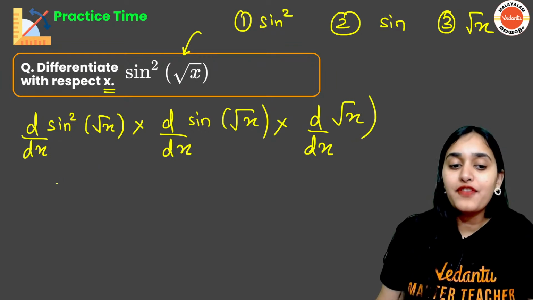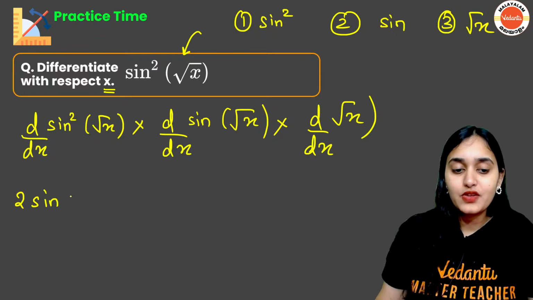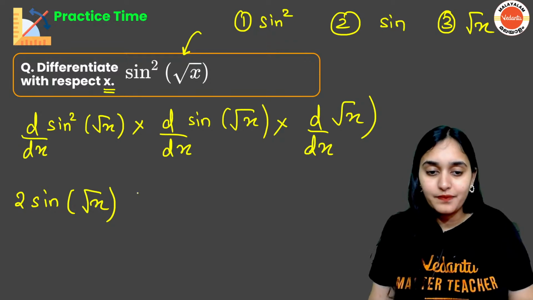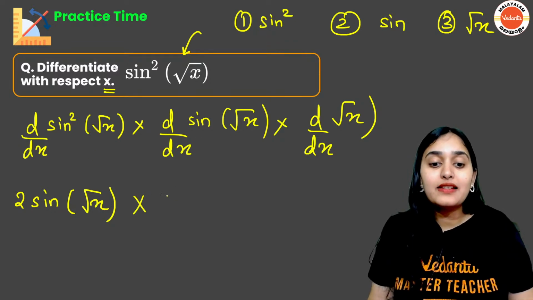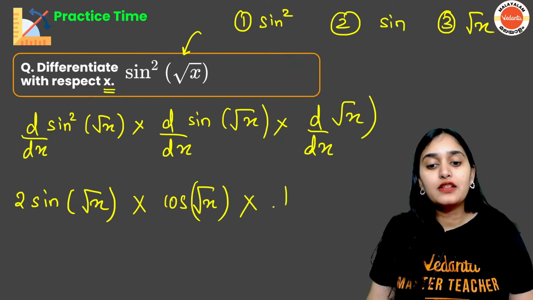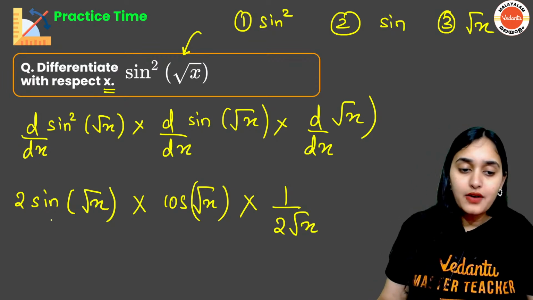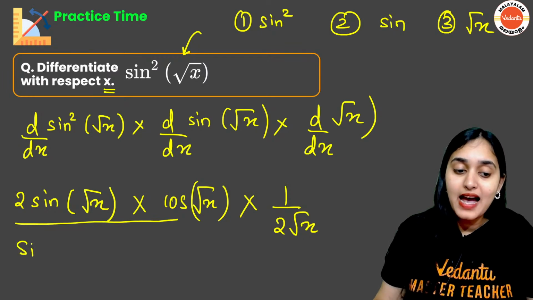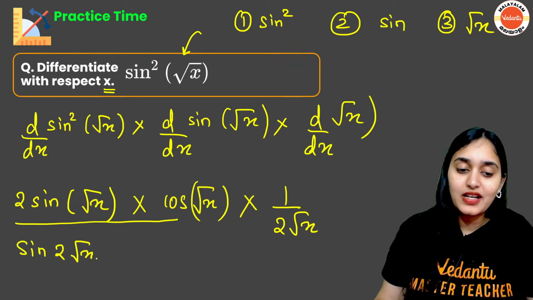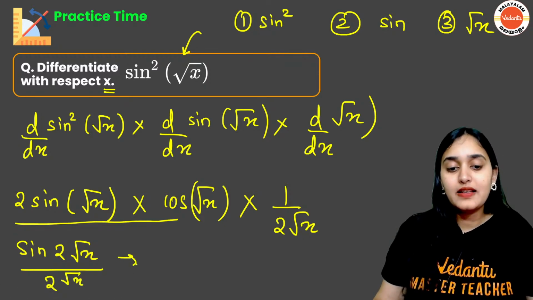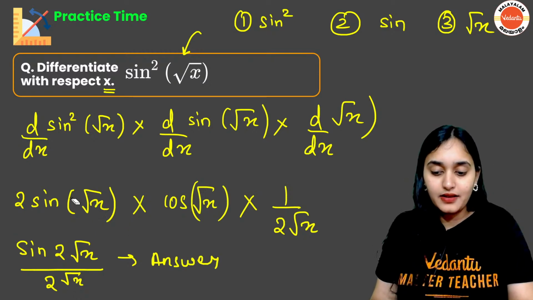What is sine square differentiation? 2 sine x. So it will be 2 sine root x. So x square differentiation is 2x, like that. Into sine root x differentiation, cos root x. Into root x differentiation, 1 upon 2 root x. Now you get, see, 2 sine A cos A. Formula is sine 2A. So it will become sine 2A upon 2 root x. This is my answer. Very, very simple answer here.